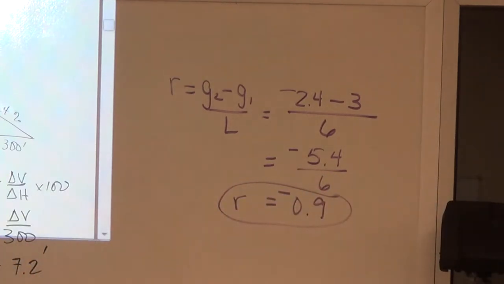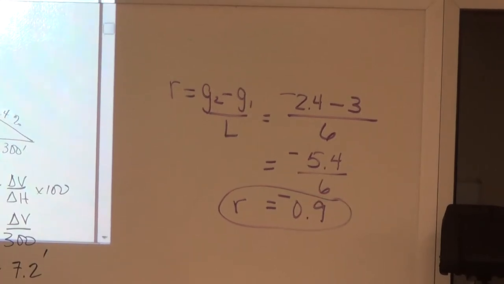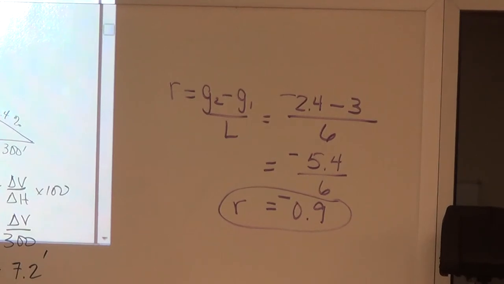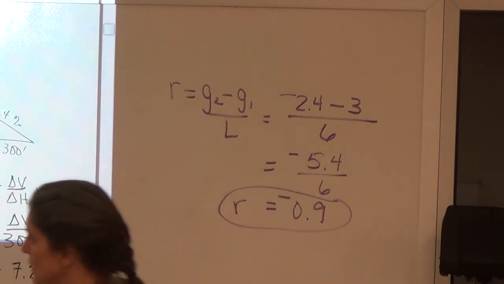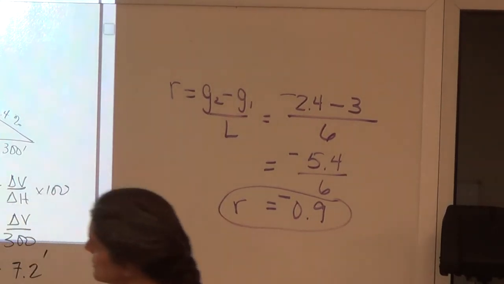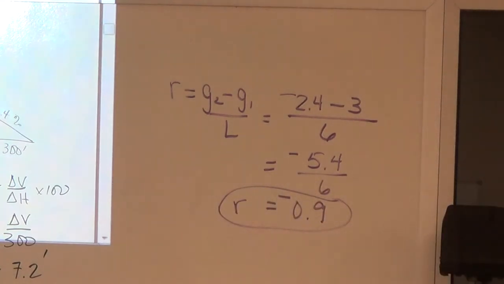So the elevation of the EVC is 844.48 plus G1, which is 3, times 6, plus R, which is negative 0.9 over 2, times L, which is 6 squared. So somebody do that and see if you get 846.28. I got 846.28. Great, I concur.